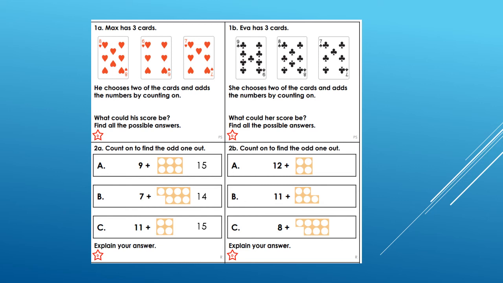Now, on the other side, we have the same kind of questions, but they're just different numbers. So the first one, Eva has 3 cards. She chooses 2 of the cards and adds the numbers by counting on. What could her score be? And then we have count on to find the odd one out. Give it a go for me. Pause the video and have a go.